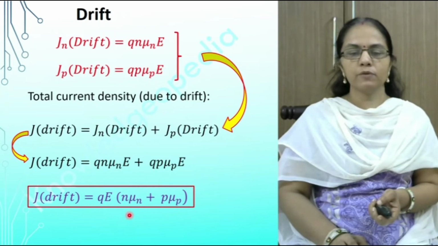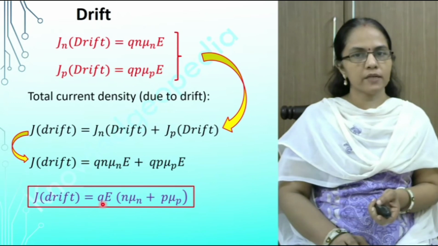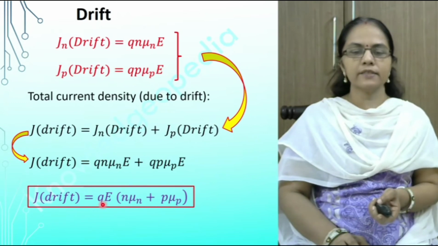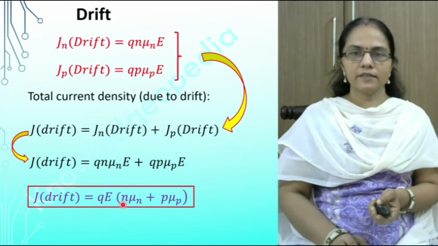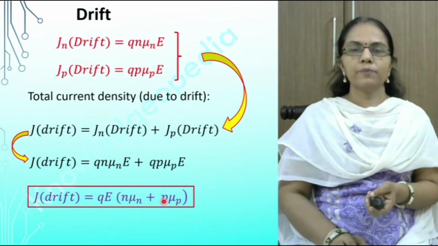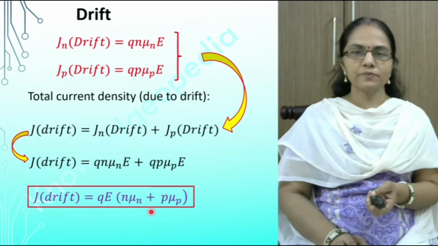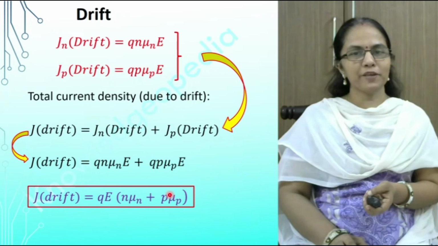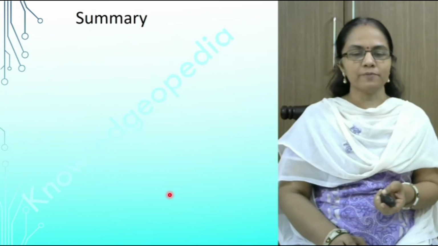where Q is the magnitude of the charge of holes and electrons, E is the applied electric field, n is the electron concentration, mu n is the electron mobility, p is the hole concentration, and mu p is the hole mobility.